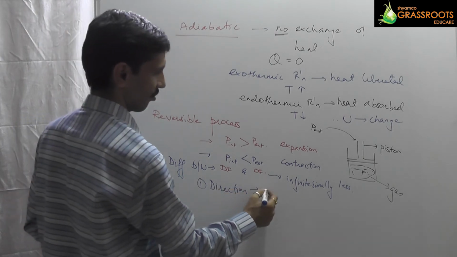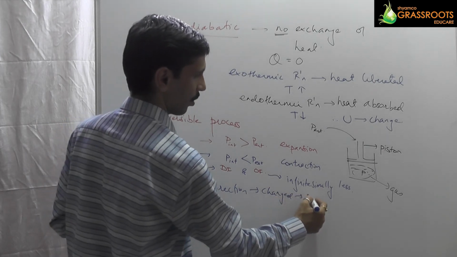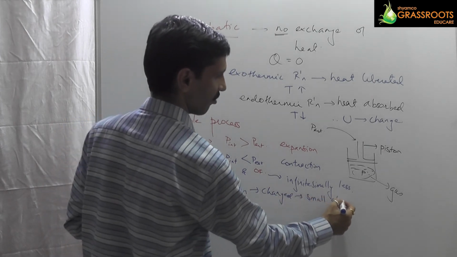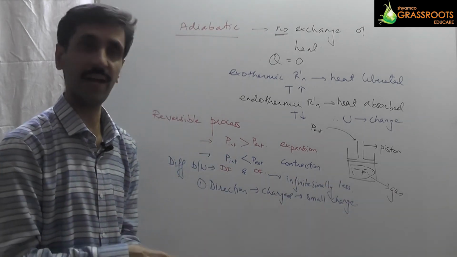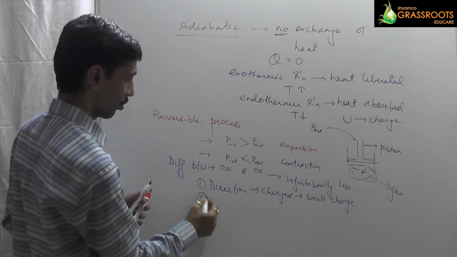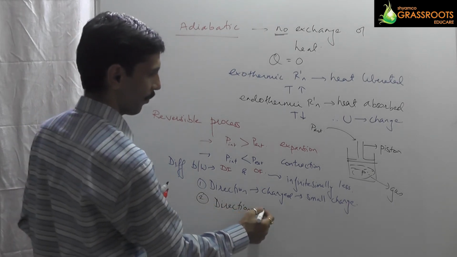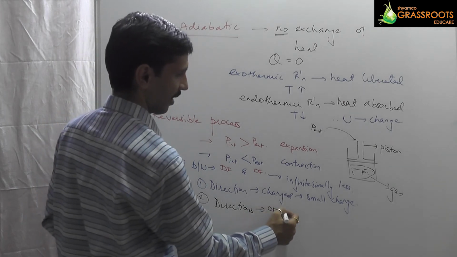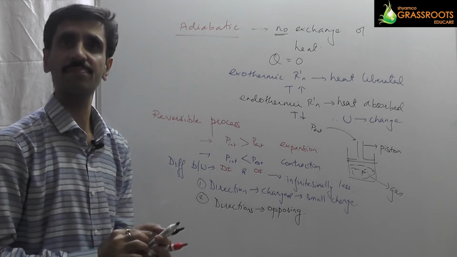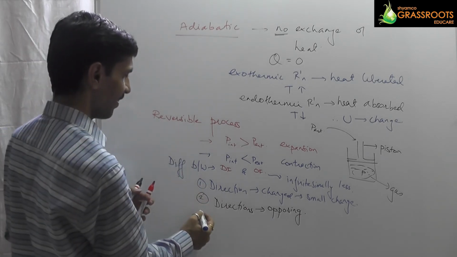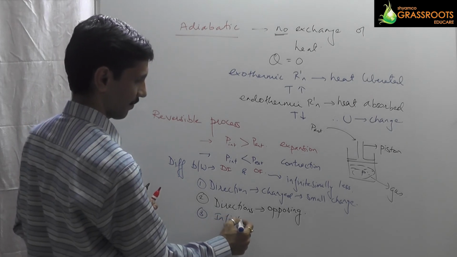Okay, so as a result of which what will happen is, number one point is the direction can be changed by bringing about a small change in the driving force as well as opposing force. Okay, next one is there are two directions, both of which are opposite. So opposing directions. Alright, next one is the process is going to take place through infinite number of steps.